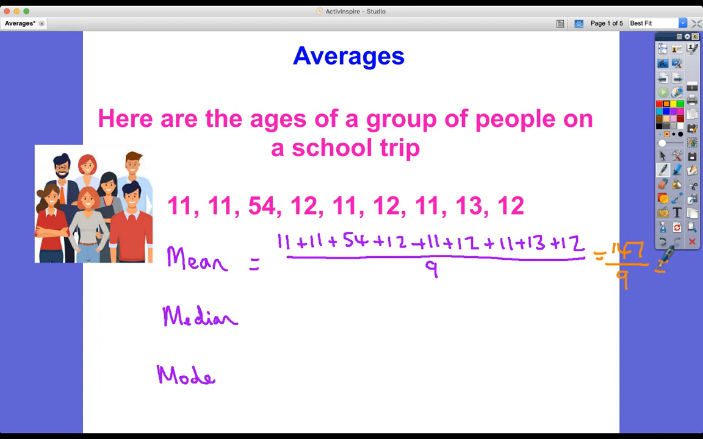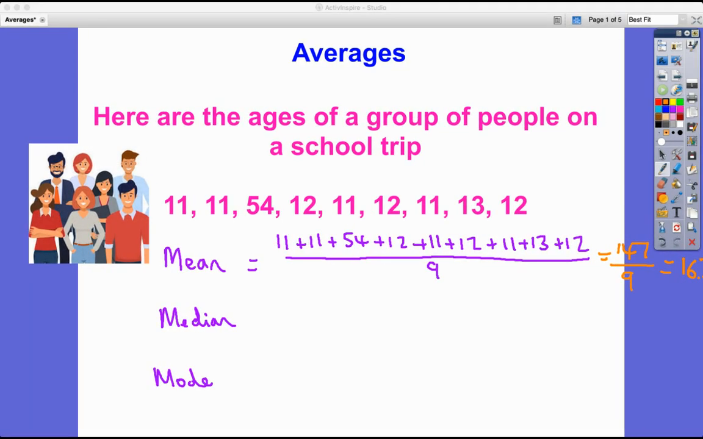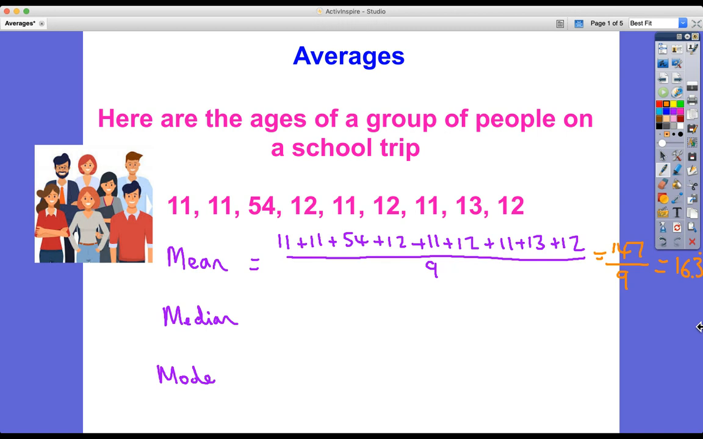Well, we do 147 divided by 9, which is 16.3 recurring. 16 and a third years. Or we could say that would be 16 years and a third of a year is 4 months.